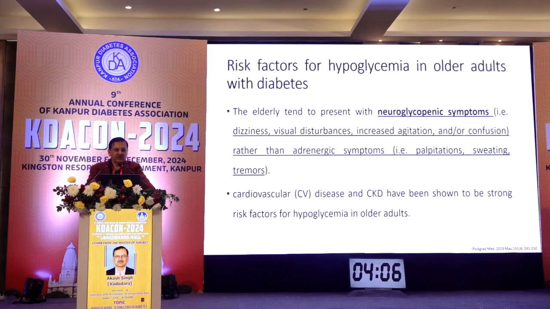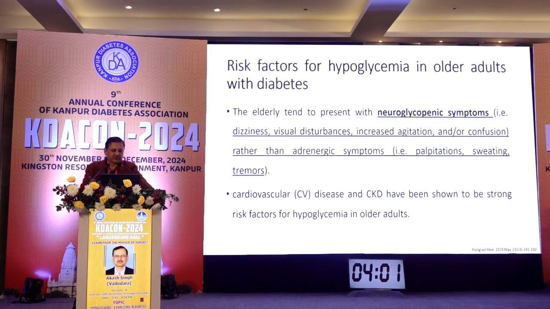Regarding risk factors of hypoglycemia, older individuals tend to have less autonomic activity and fewer autonomic symptoms, and they present directly with neuroglycopenic symptoms. A lot of them will have dementia, and a lot of them may not be well attended by their younger relatives, because a lot of elderly people stay alone now. This can lead to late realization that they are having hypoglycemia. CVD and CKD have been shown to be strong risk factors for hypoglycemia in older age.